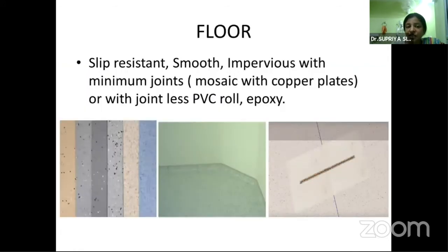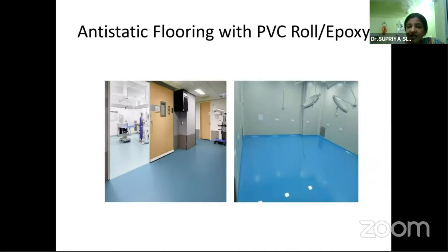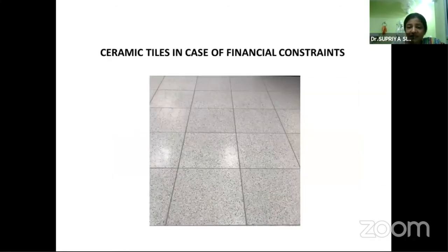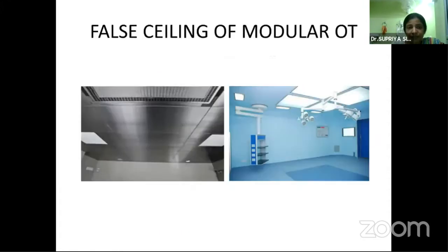Flooring must be essentially slip resistant, smooth, easy to clean, and impervious with minimum joints. It should be either mosaic with copper plates to carry away any static electricity produced, or it can be made anti-static with PVC roll or epoxy. Once again, if there is a financial constraint, then instead of these materials, ceramic tiles can be used.